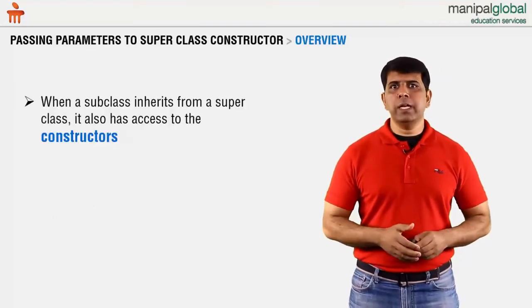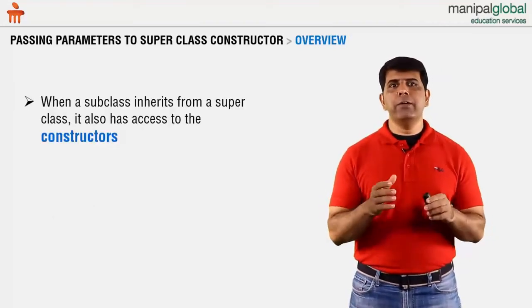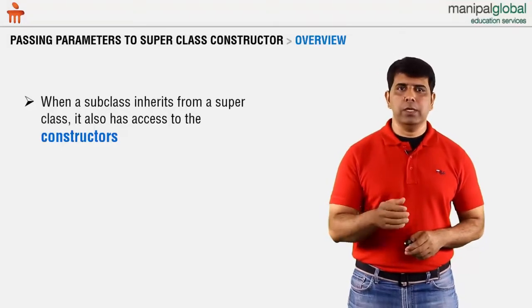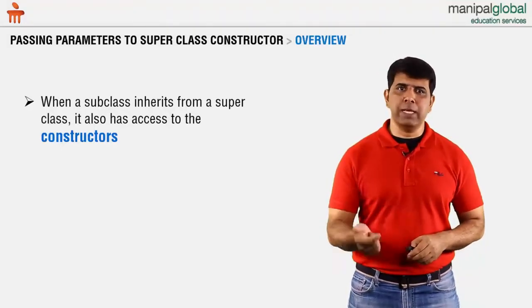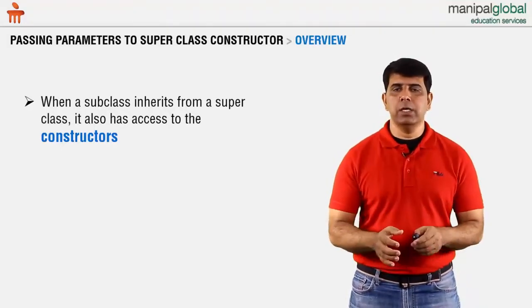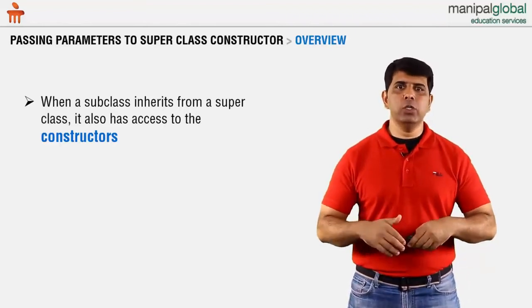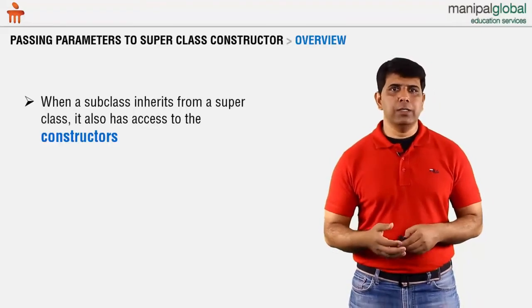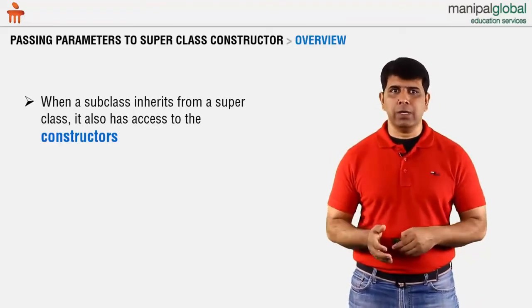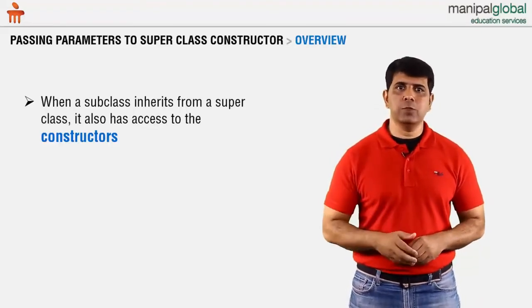When a subclass inherits from a superclass, it gets everything from the superclass. It gets variables, methods, inner classes, as well as constructors. But you can't really use them that way, and you can't call the superclass constructor using a variable of the subclass. Now there are some rules involved.